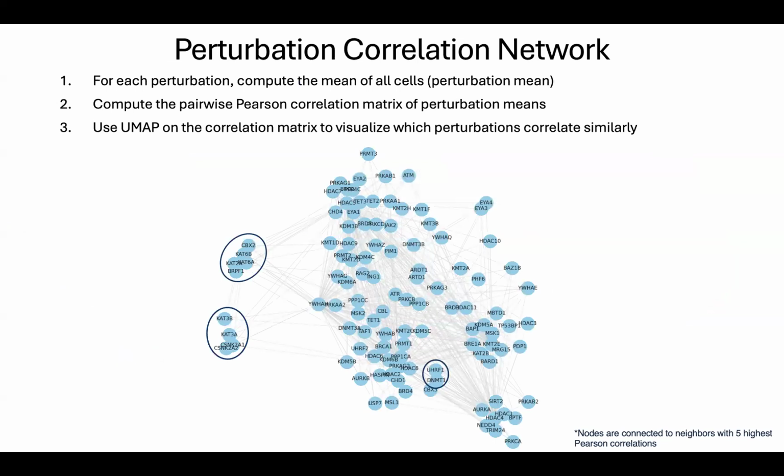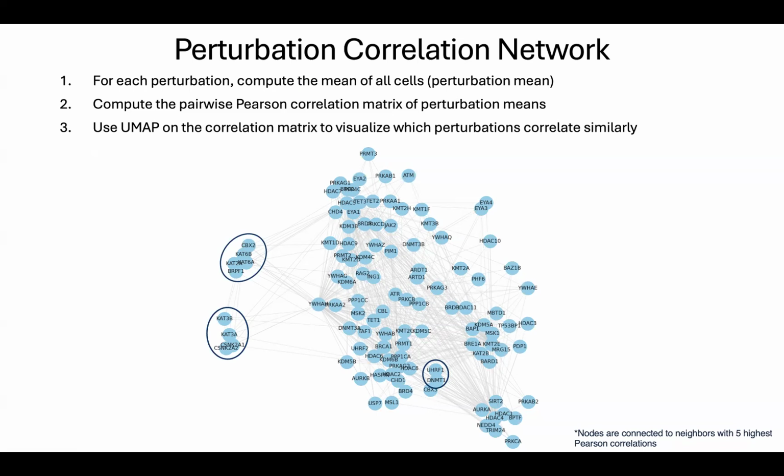And then what we are also able to do is create a perturbation correlation network. This is exactly what you're going to do in the open house session: take the data, go through the code, and make this plot that you're looking at right here. Essentially what this plot is showing is that for each perturbation, we've computed the mean of all cells, because for each perturbation you can have 50 cells, so you want to shrink it down to a single vector. We call this the perturbation mean. And then we compute the pairwise Pearson correlation matrix between all perturbation means.